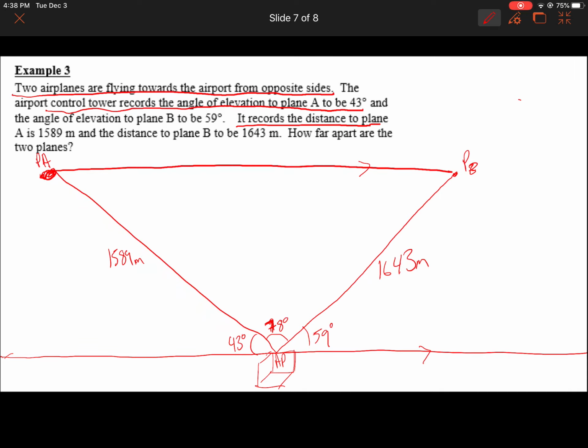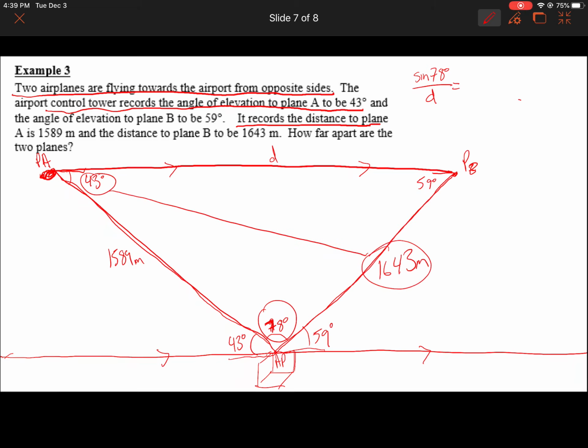So let's see if we can solve that. By the way, what is this angle right here? Because this is parallel to the ground, we have a Z pattern. That means this angle is equal to 43 degrees, and this angle is equal to 59 degrees because of our Z pattern. Which means we can use our sine law. So sine of 78 degrees over D, let's just call that D, is equal to, let's use the ratio between these sides.